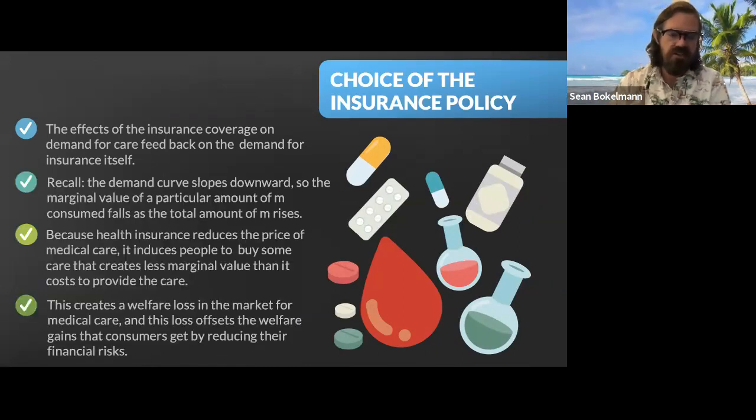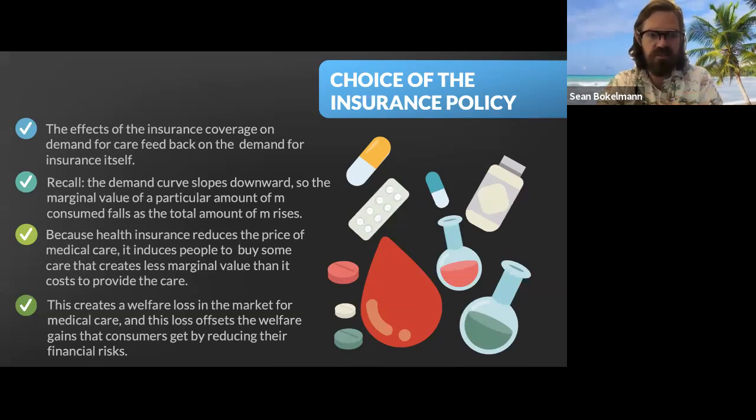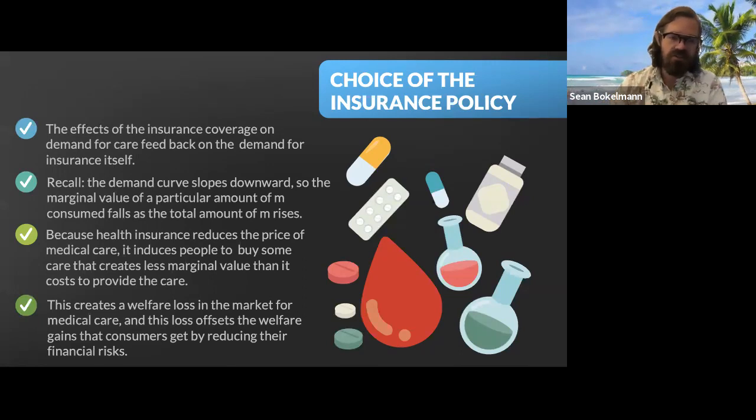To think about this issue, remember that, of course, we've got downward sloping demand curves for healthcare. And so the marginal value of a particular amount of medical care consumed falls as the total amount of medical care consumed goes up, right? There's a diminishing marginal utility again, or diminishing marginal value, I guess, not technically utility. And because health insurance reduces the price, it induces people to buy care that they value less, right? It creates a lower marginal value than it costs to provide the care.